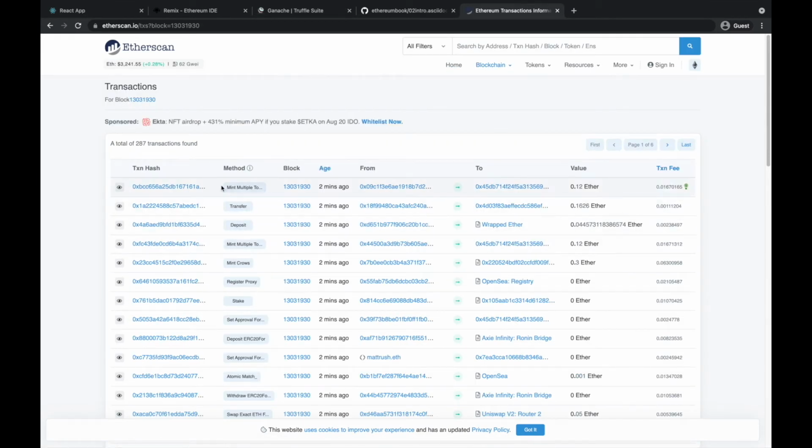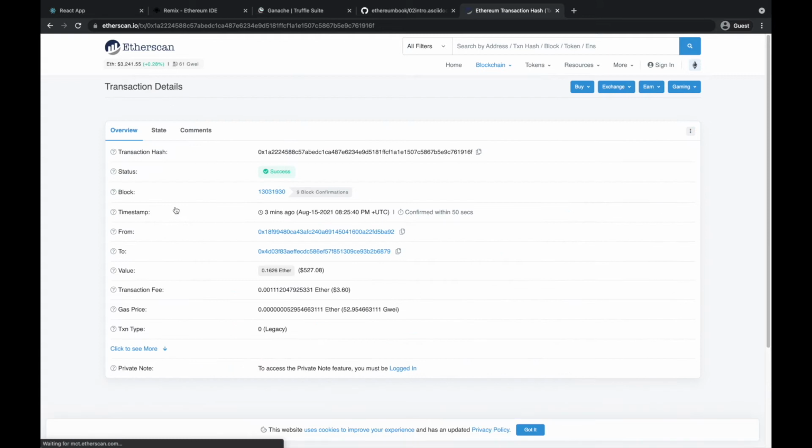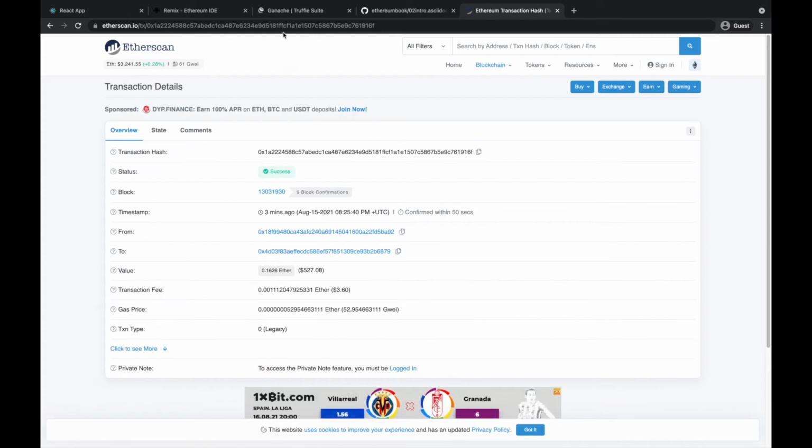For example, you look for a transaction where the method is transfer. This is basically transferring Ether. Okay, I will click this one. I will also include the transaction in the resources so you can access it. Or actually, that doesn't really matter. You can just access any transaction where it's basically sending Ether from address to address, and that's basically it.